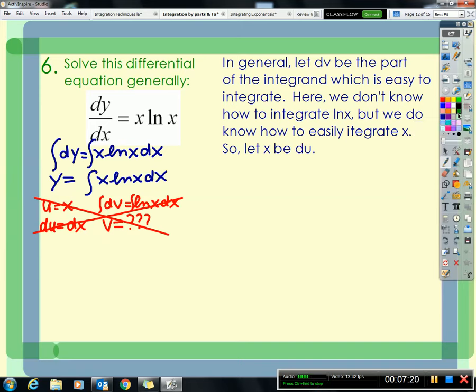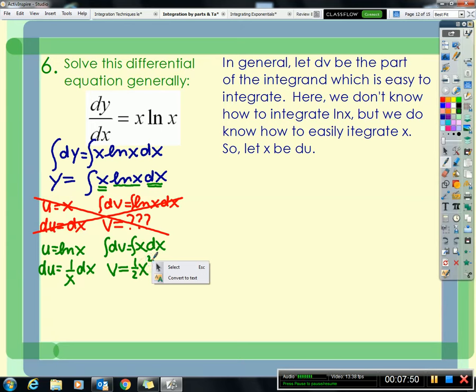Well, I need to switch. Let me call u then ln x. And dv is the rest of it. So dv is the x dx. Well, on the u side, I need to find du. I'm used to that. So that's just 1 over x dx. On the dv side, I need to find v. Well, I can do the antiderivative of x. That's 1 half x squared. Okay, so the question is, is this helping us any?